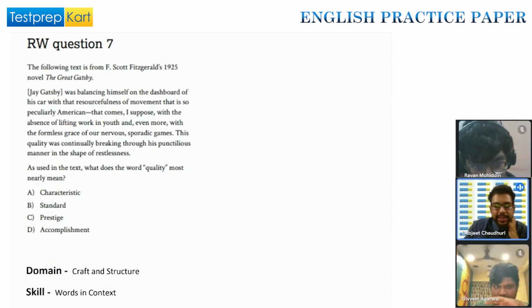Livium, you think it's A. Ryan, you think it's A. Suhani, you think it's A as well. Okay. All three are correct. Explain through craft and structure how you got to A.